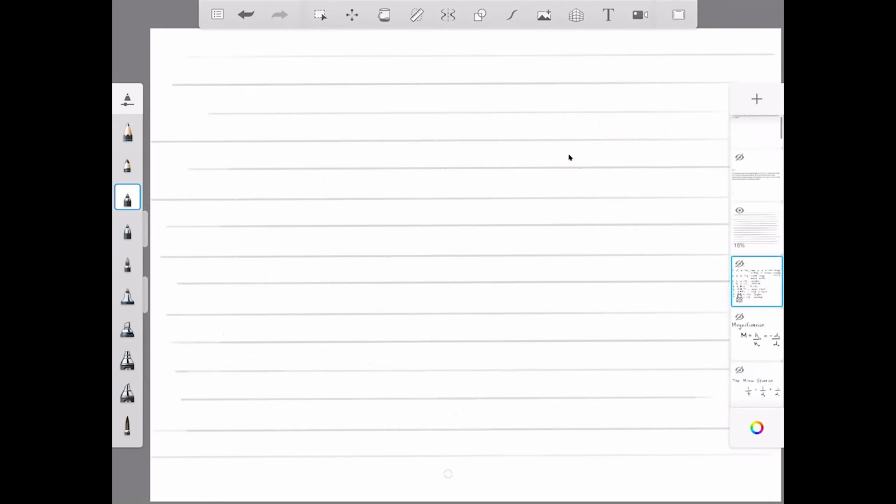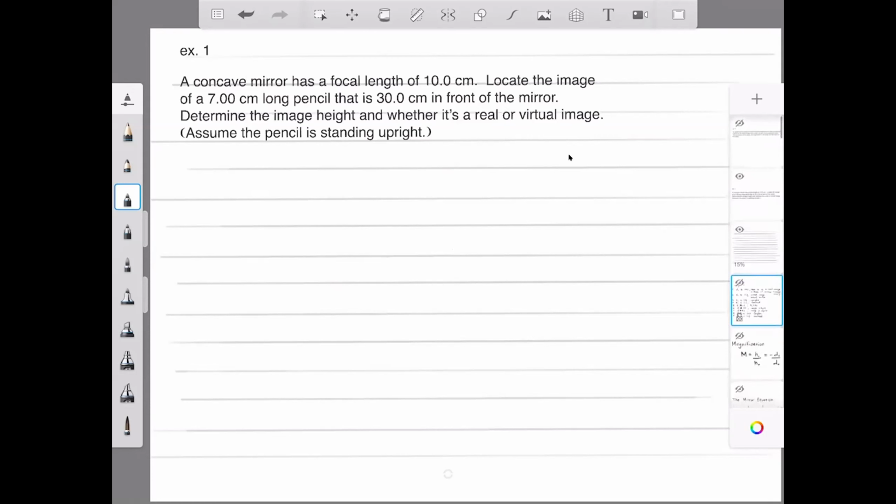Now, let's look at a couple of examples and be finished with this. For example 1, we have a concave mirror that has a focal length of 10 centimeters. The question says to locate the image of a 7 centimeter long pencil that is 30 centimeters in front of the mirror. Determine the image height and whether it's a real or virtual image. We also have to assume that the pencil is standing upright.